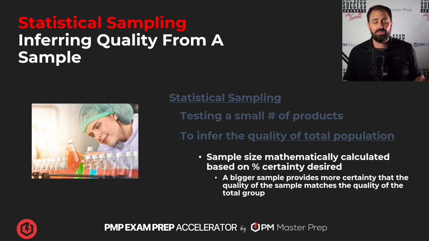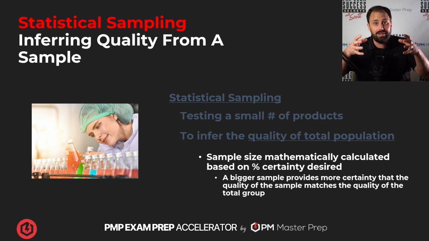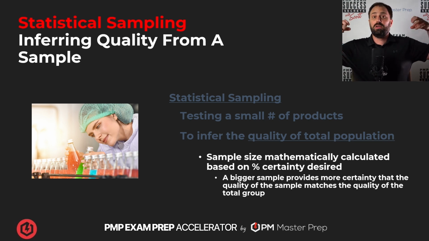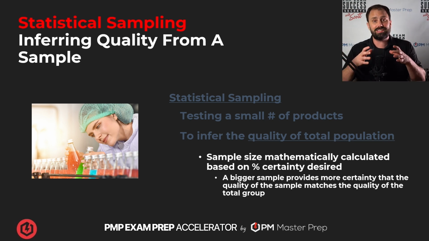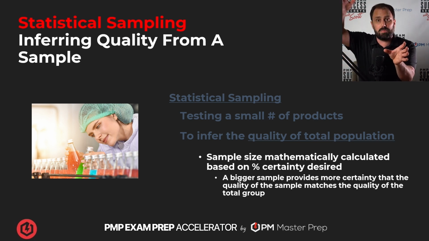So the math guys and girls have done the math for us. You don't have to know it, but if you were gonna do a statistical sampling, there is a mathematical formula that we could use based on the population, the amount of certainty that you want to have, and then what size of a sample you need. The bigger the size, the more certainty that you have. We're doing this as a calculated bet to say, I'm going to check these and then infer from there total quality.